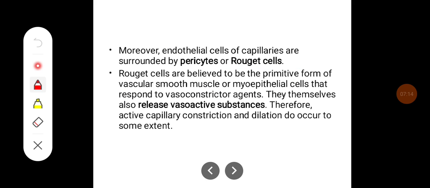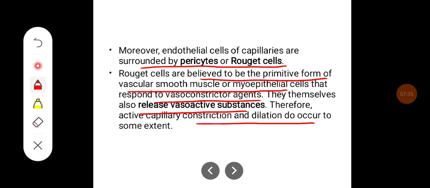Moreover, endothelial cells of capillaries are surrounded by pericytes or Rouget cells. Rouget cells are believed to be the primitive form of vascular smooth muscle or myoepithelial cells that respond to vasoconstrictor agents. They themselves also release vasoactive substances, and therefore active capillary constriction and dilatation do occur to some extent.